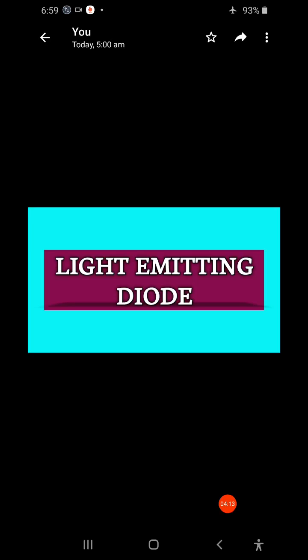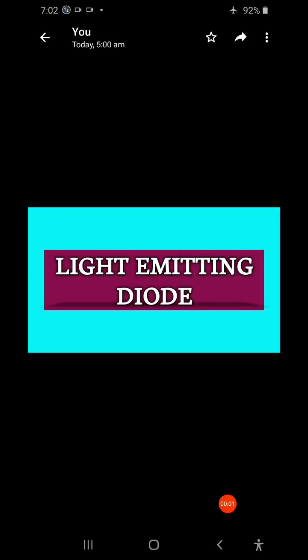Next, it will emit the light when the electrons recombine with holes in the valence band to emit a photon. To emit a photon, the electrons recombine with the holes in the valence band. So this is the basic operating mechanism through which light is emitted from an LED.